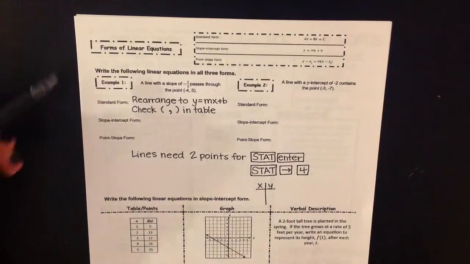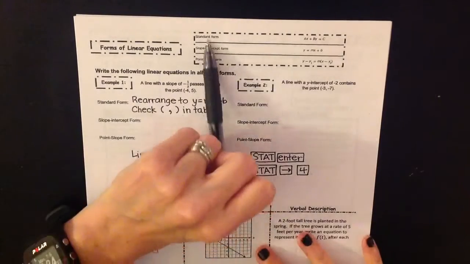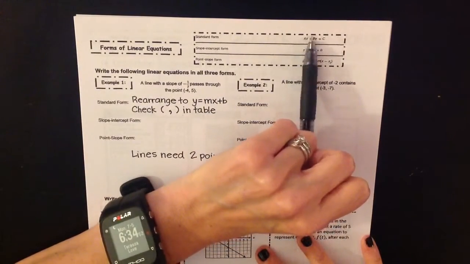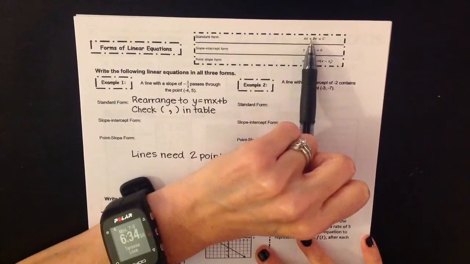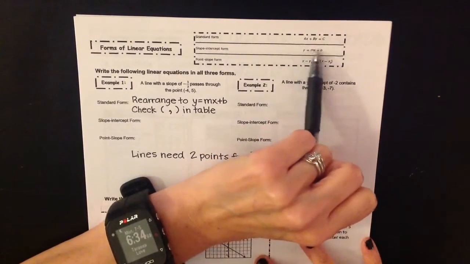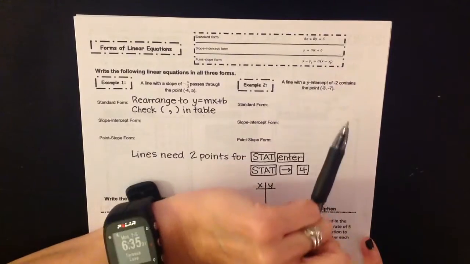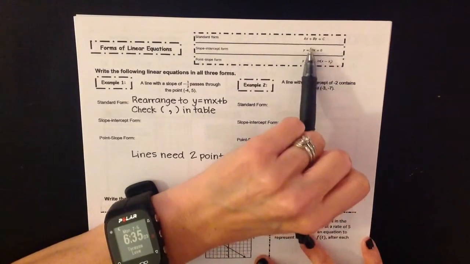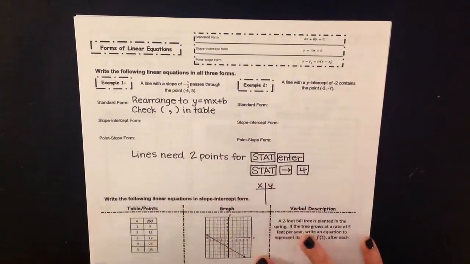Okay, we're going to talk about linear equations and the different forms that you can write them in. First, you need to know standard form. That's when you have x and y on the same side of the equals, before the equal sign, and your constant is after the equals. Slope-intercept form is y equals mx plus b. You're used to using this because from this you can see your slope and you can see your y-intercept directly in the equation.